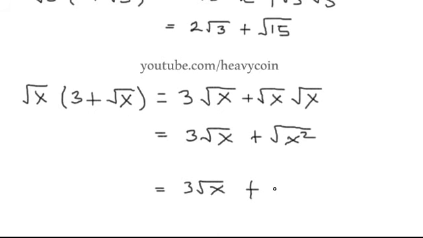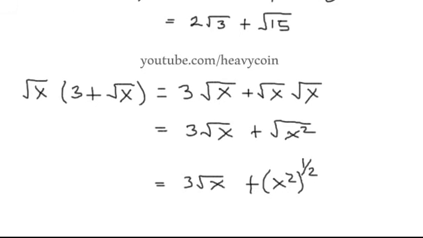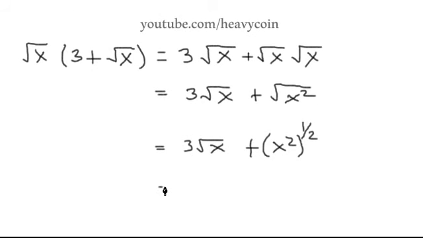Now remember, if I was to write this back into, going from radical back into exponential, remember what we do with the exponents, we multiply them. And so we would have 3 times the square root of x plus, and 2 times a half is just 1, so we would just be left with x. Okay.